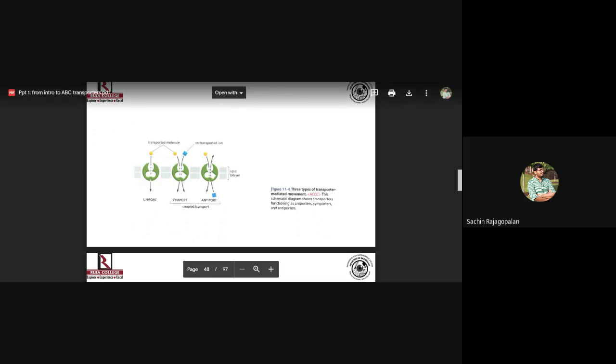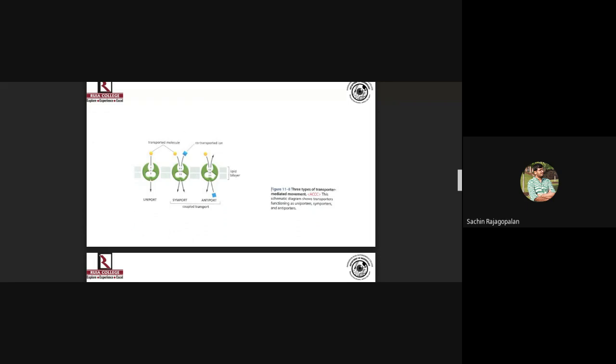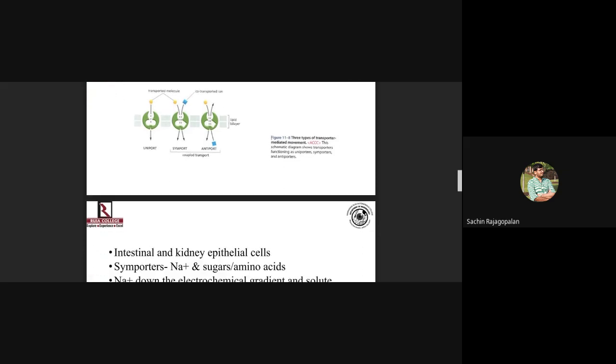So this image again shows you uniport, symport and antiport. I think the image very clearly depicts that uniport is a single direction transport, a unidirectional transport. Symport is wherein two molecules are being transported in the same direction at the same site. So you can see that it has two binding sites for two different molecules. While antiport is wherein one molecule moves in and the other molecule moves out. Again, you can see that there are two binding sites.